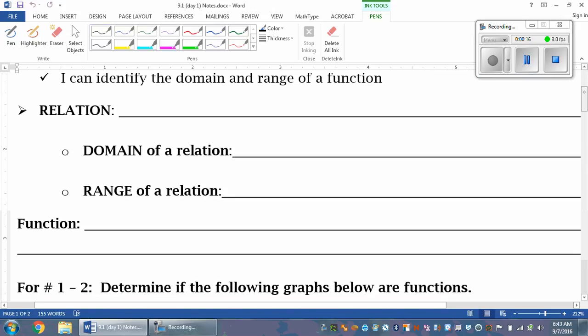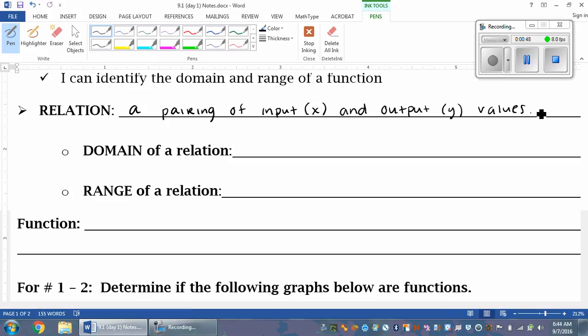First word that we're going to talk about is a relation. All a relation is the pairing of input and output values. The inputs are the x values, and the outputs are the y values. Our relation is a list of ordered pairs, points. You plot a bunch of points. It's a series of pairs of x's and y's, and that's all a relation is.